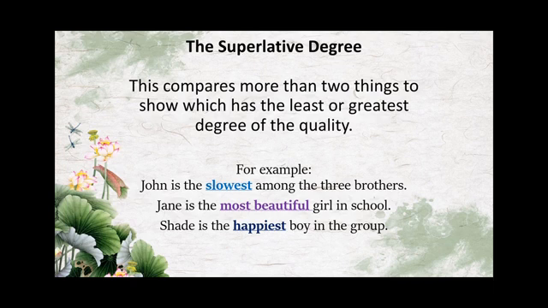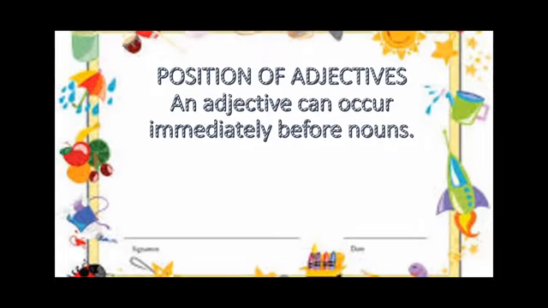So you have a comparison, of course, between three or more people or things to show the least or greatest degree of quality. Shade is the happiest boy in the class. You can see that the comparison is between Shade and many more boys in the class.